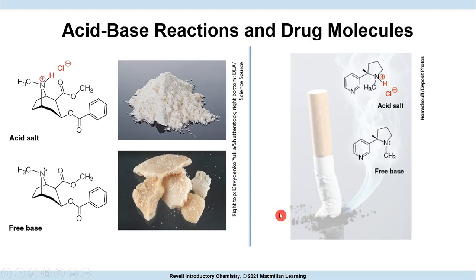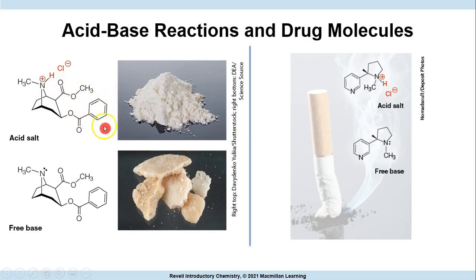Now, let's look at the acid-base reactions and drug molecules. So drugs, both illegal and legal, undergo acid-base reactions. Now, we are going to look at two scenarios here. We have this formula here. This is the formula of cocaine, and this is the powder form of cocaine, and it is the acidic form. So this is the acidic salt, or what is called powder cocaine.